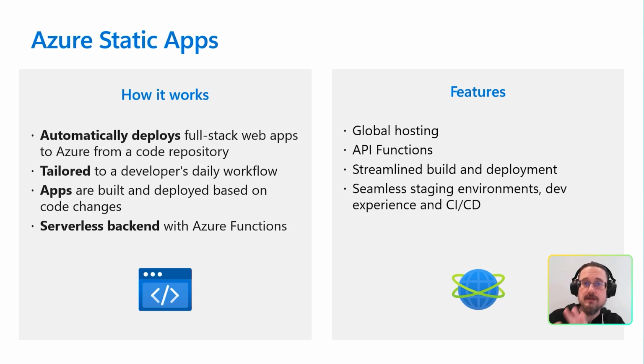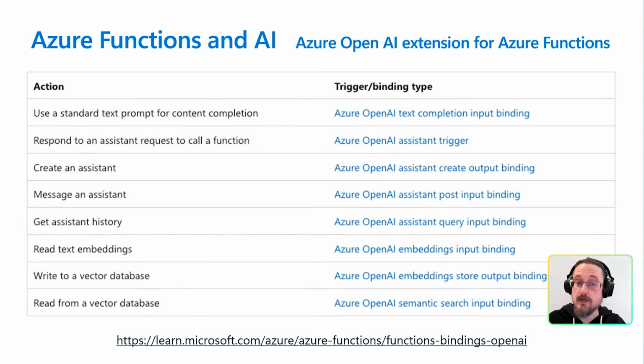So let's have a look at the features here also on the right side. And you can see that you're getting global hosting, you're getting API functions with Azure Functions as your backend, you are getting a streamlined build and deployment, and you also have different environments. And we all know how great that can be to have a staging environment, a production environment, so you can test things before your end customer sees it. And as I mentioned before, the CI/CD is set up that very first time that you deploy.